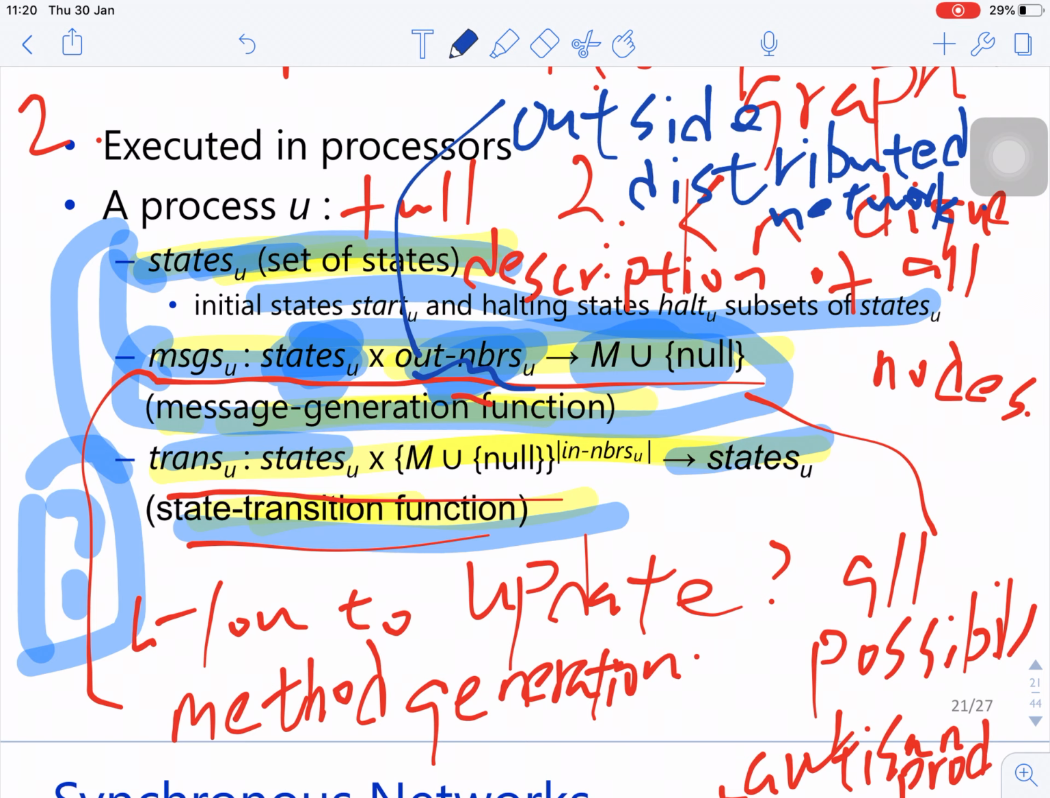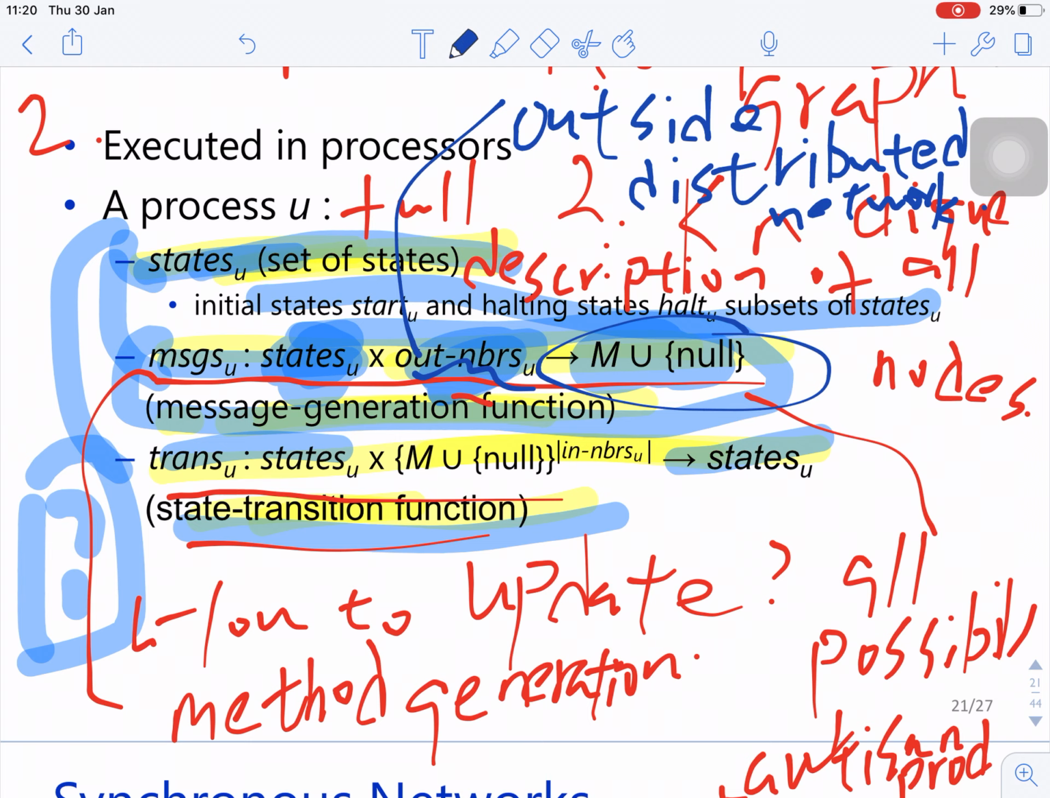So in general, the message means all the possible statuses, the status of U times the nodes, from these states that can reach out, and it's going to generate a combination of messages. It's going to be generating a set of the messages. So this is a set of the messages.